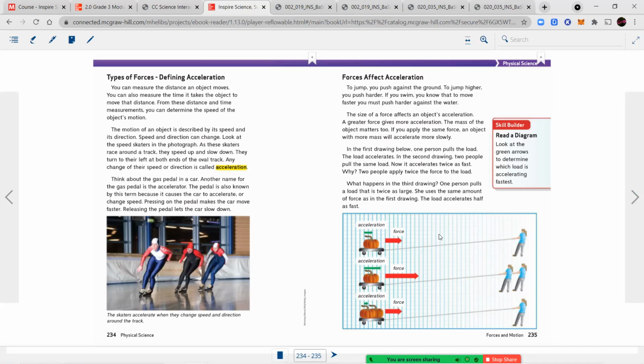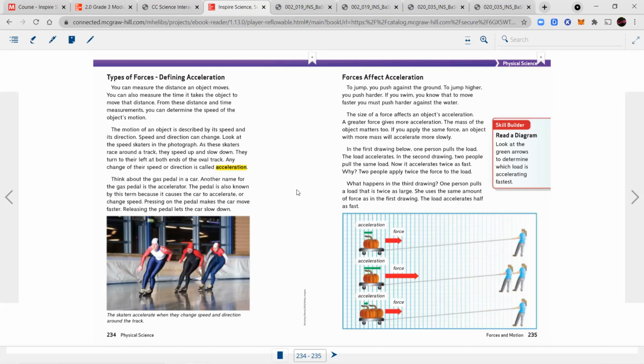Types of forces. Defining acceleration. You can measure the distance an object moves. You can also measure the time it takes an object to move that distance. From these distance and time measurements, you can determine the speed of the object's motion. The motion of an object is described by its speed and its direction. Speed and direction can change.